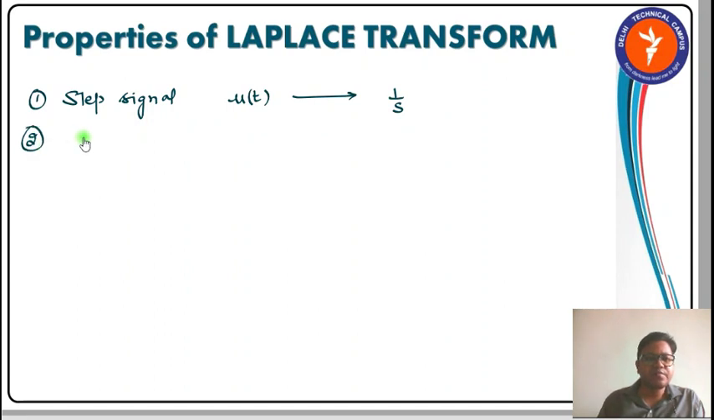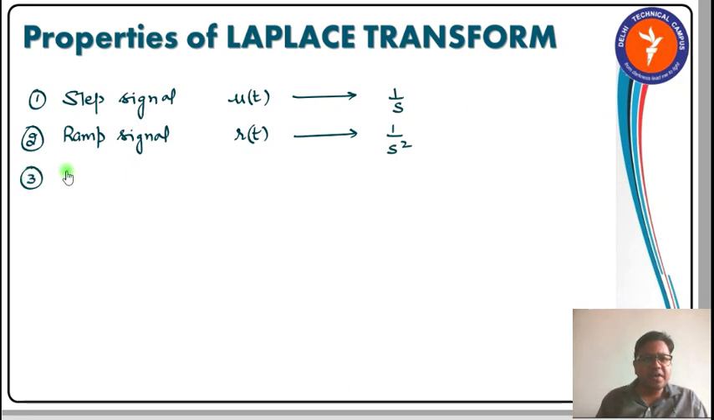The second is the Laplace transform of a ramp function, unit ramp function, r(t). Its Laplace transform is 1 by s square. Laplace transform of, say, impulse signal delta t, then its Laplace transform would be 1.